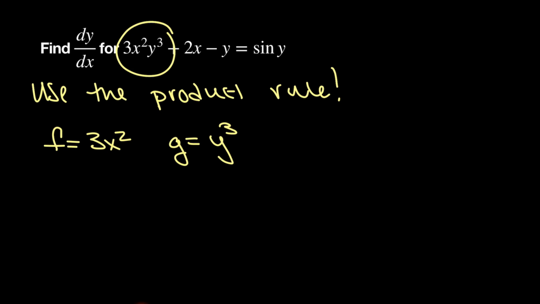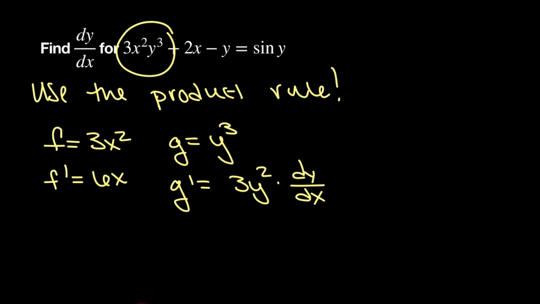So what I'm going to do is take the derivative of both sides of the equation one term at a time. I'm going to start with that first term, 3x squared y to the third. That is a product, so I'm going to have to use the product rule. I'm going to say that my first part of the product, the f, is 3x squared, and the second part of the product, the g, is y cubed. So f prime should be 6x.